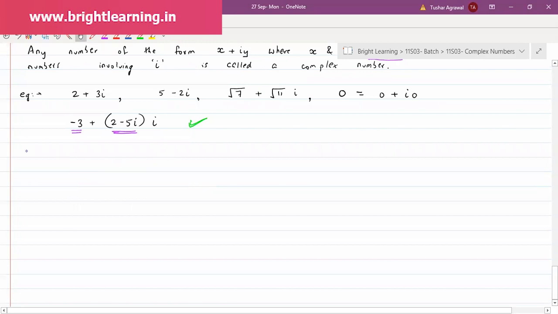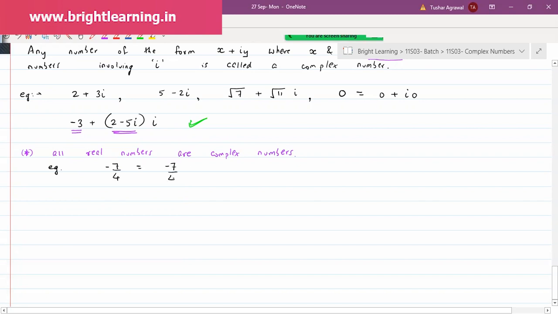So here can I write one remark? All real numbers are complex numbers. The reason is very simple. Take any real number of your choice, let's say minus 7 upon 4. You can definitely write minus 7 upon 4 as minus 7 upon 4 plus I times 0. So nothing new in it. All real numbers are complex numbers.